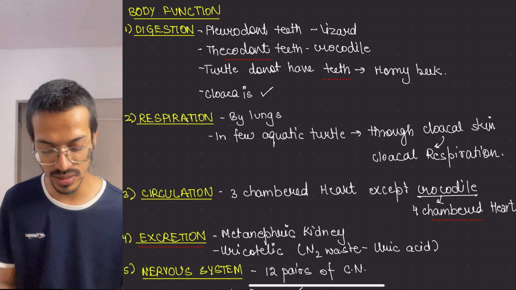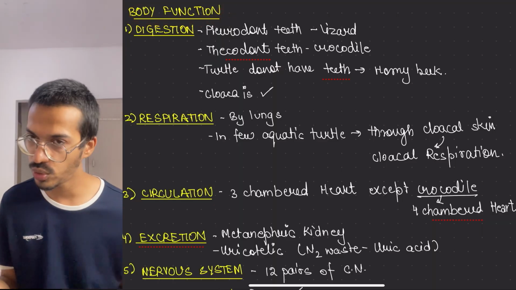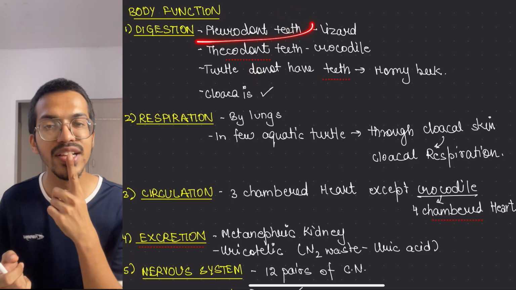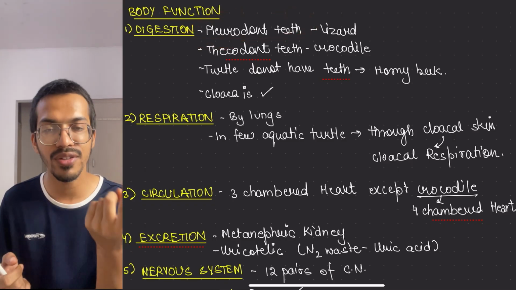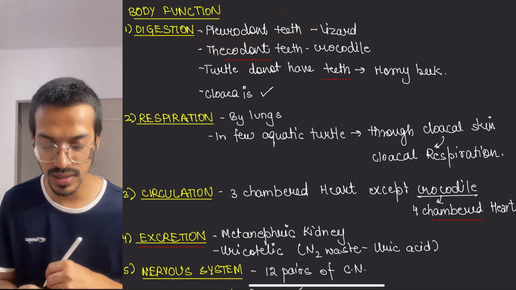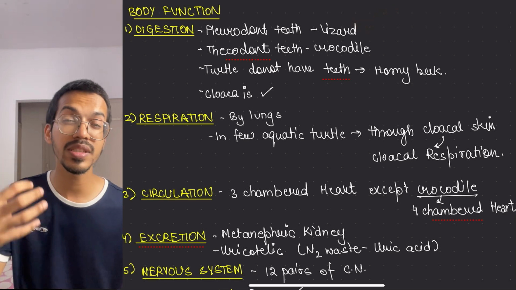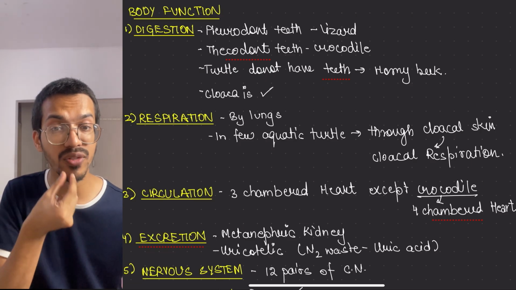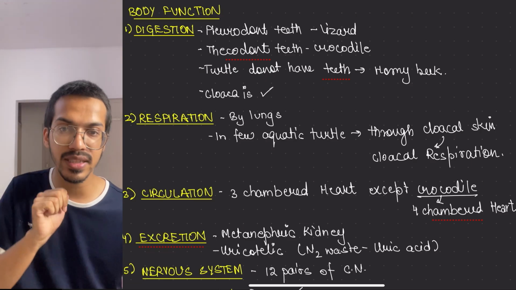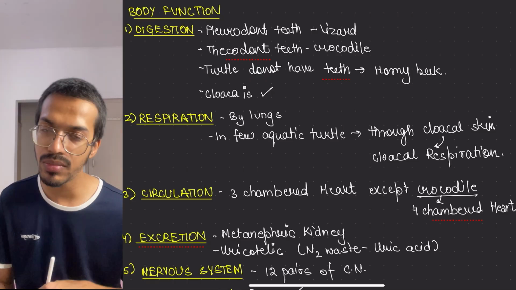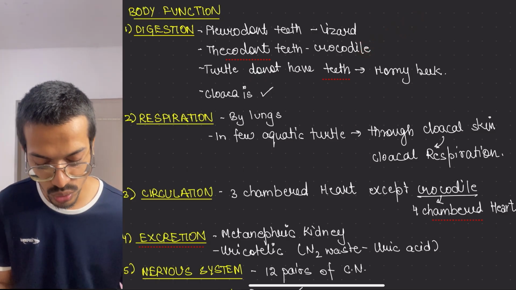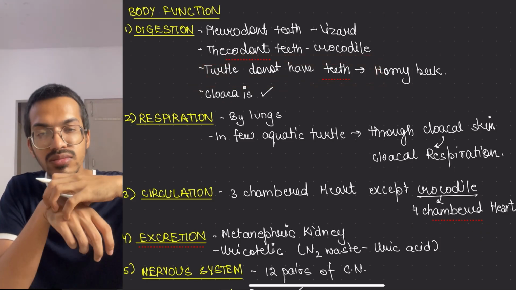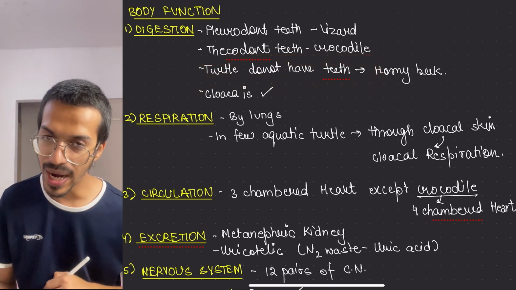Coming to body functions, digestion is complete. We know that they are pleurodont: the teeth are just attached to the jaw, like with a Fevikwik kind of thing, seen in lizards. Then some are thecodont, meaning teeth present in a socket, like ours. Our teeth are present inside a bony socket, so if you take one out, there is a space. Crocodiles also have it. Turtles do not have teeth; they have a horny beak, and with that beak they tear things apart.